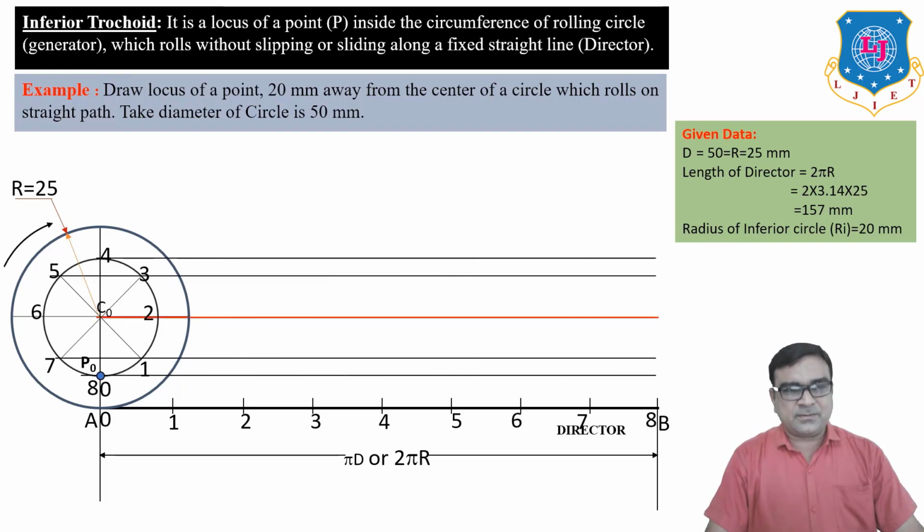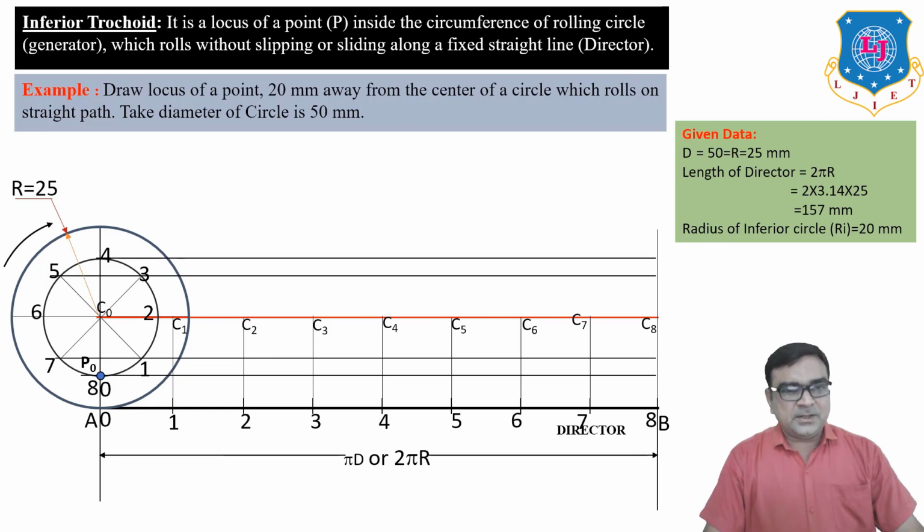Draw a horizontal line from every point 1, 2, 3, 4, 5, 6, 7, 8 and also from center C0, and vertical lines from 1, 2, 3, 4 on line AB, and find the intersections of the center line and the vertical lines: C1, C2, C3, C4 up to C8. Now in this case, for the inferior trochoid, we have to draw the locus of this point P0, which is not on the circumference of the circle but inside the circle.